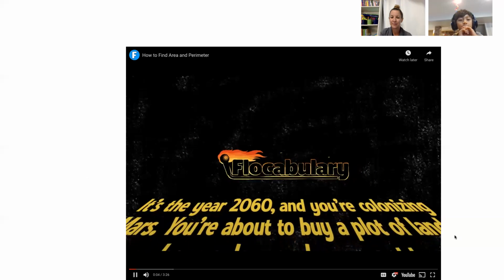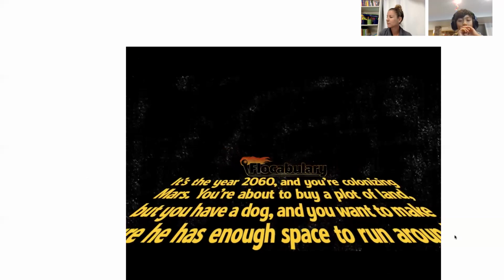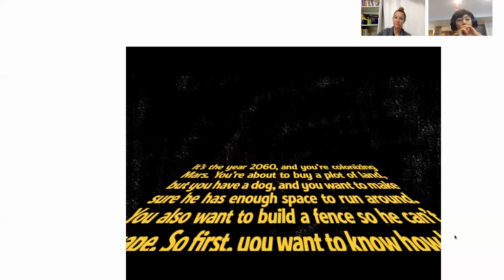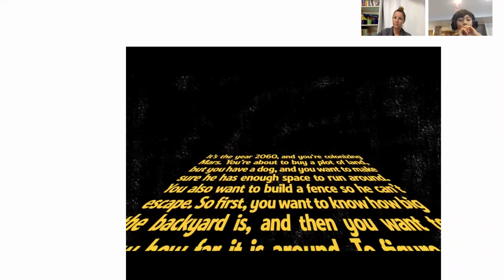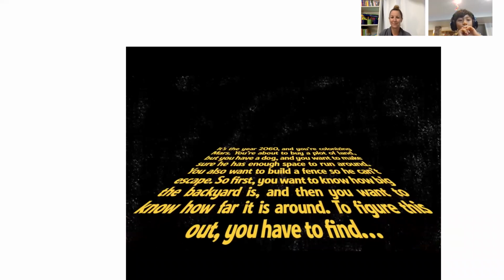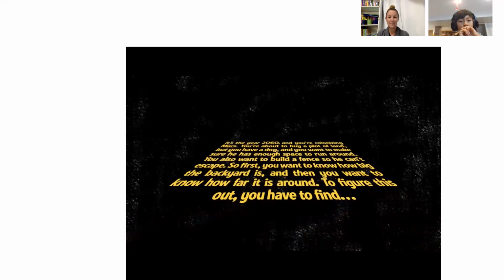Vocabulary. It's the year 2060 and you're colonizing Mars. You're about to buy a plot of land, but you have a dog and you want to make sure he has enough space to run around. You also want to build a fence so he can't escape.